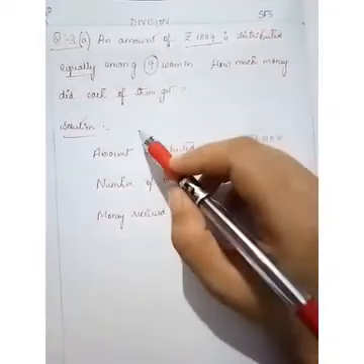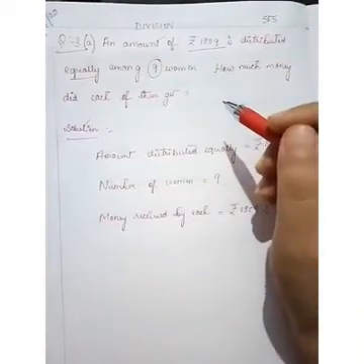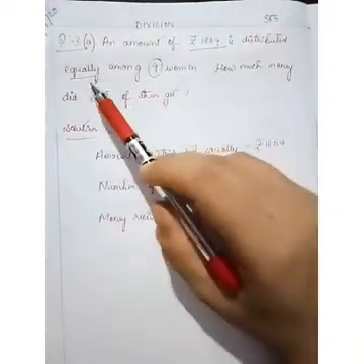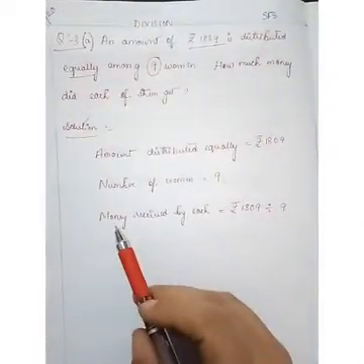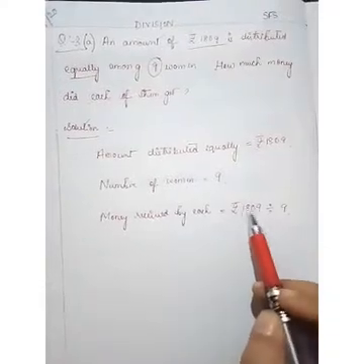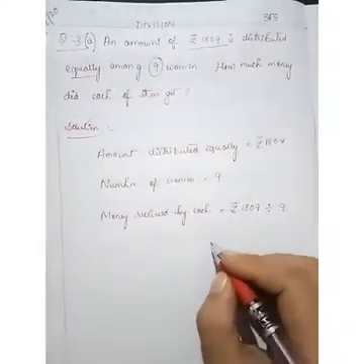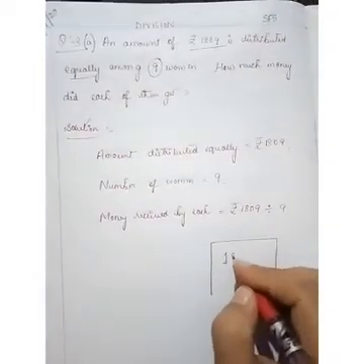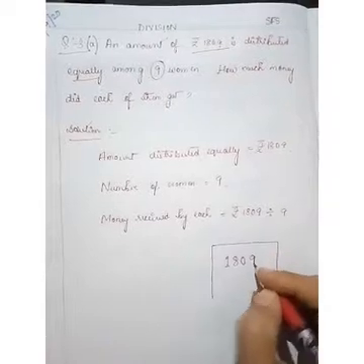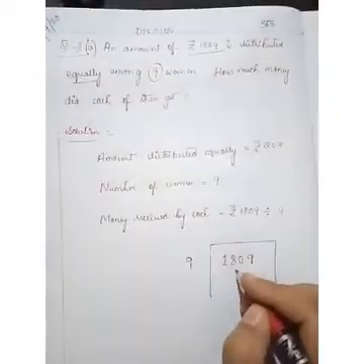That means if one is receiving, suppose, any amount, all the rest of the women are receiving the same amount because it is distributed equally. To find that, we have to divide the number. So money received by each equals rupees 1809 by 9. I'll make the box here for the division. 1809, we have to divide by 9. This is the divisor, this is the dividend.